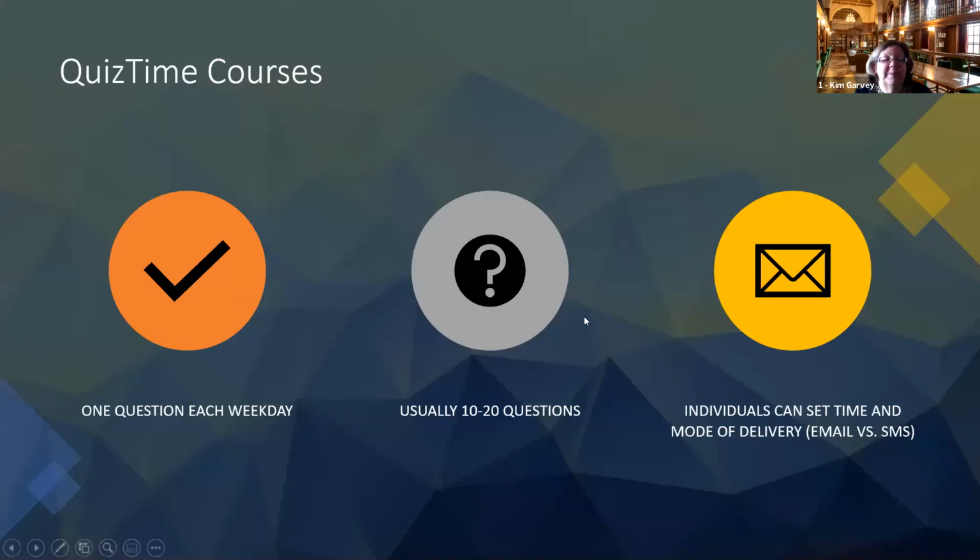How it functions, people get one question each weekday, not on weekends, just during the week. Our quizzes range usually between 10 and 20 questions, and the individual can set the time of day they want to receive the question between 8 o'clock in the morning and 10 o'clock at night. And they can also pick the mode of delivery, whether it's email or text-based. So that's kind of how the questions actually function in the real world.